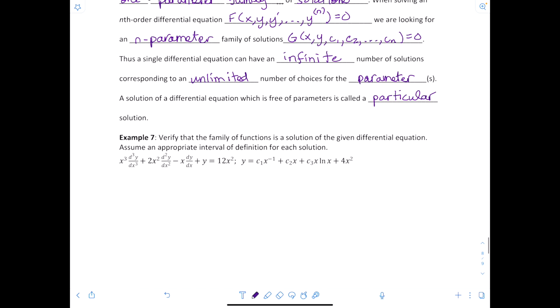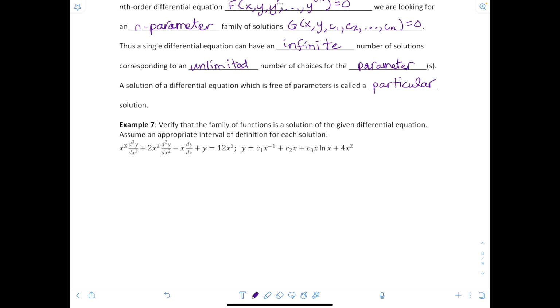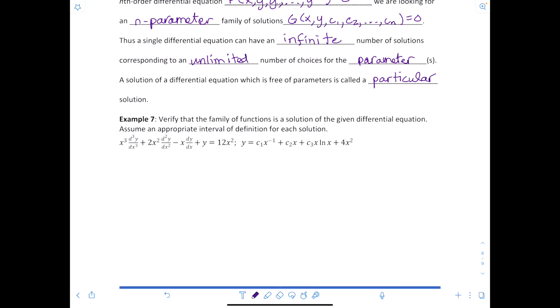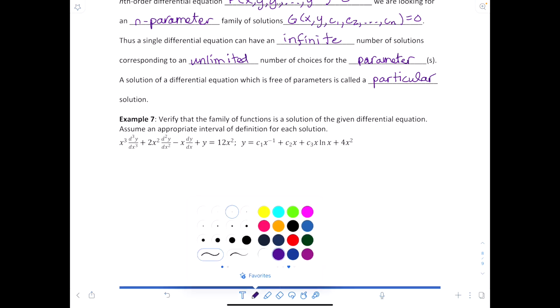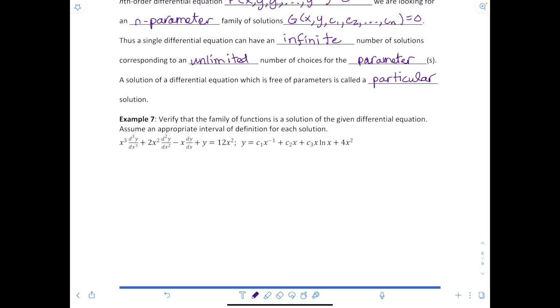solution. So, example 7, we want to verify that the family of functions is a solution of the given differential equation. We're assuming an appropriate interval of definition for each solution. So, here we go. We've got a third order differential equation here on the left, and then the solution on the right is y. So, what do we need to find? Beautiful. We need to find the third derivative, which means we need to find the first and the second too.